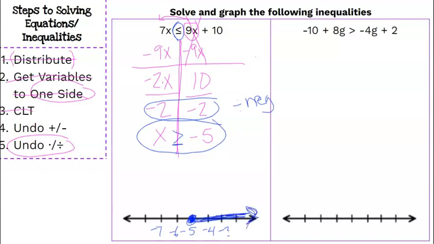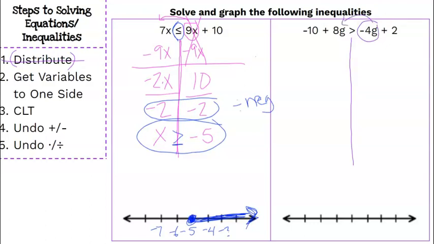All right, another example. We have -10 plus 8g is greater than -4g plus 2. We go ahead and draw that line. And again, we look at our steps. We don't have to distribute because there's no parentheses. But again, we do have those variables on both sides of our inequality. So we have to move one to the other side. So I'm going to move this -4g over to join the 8g.